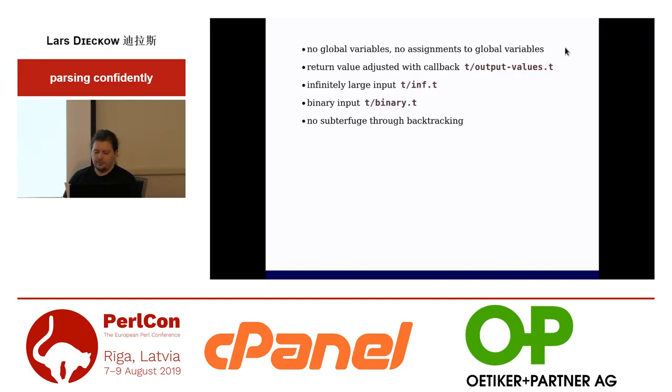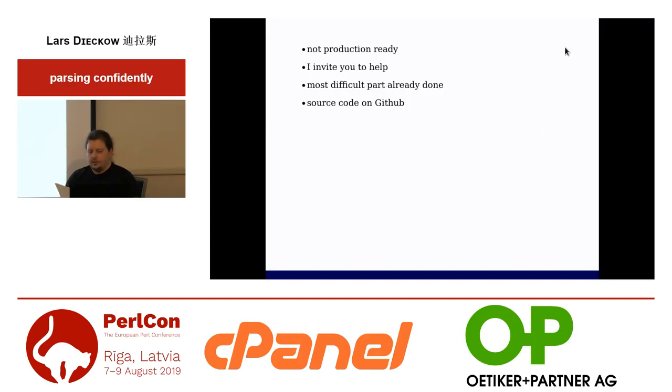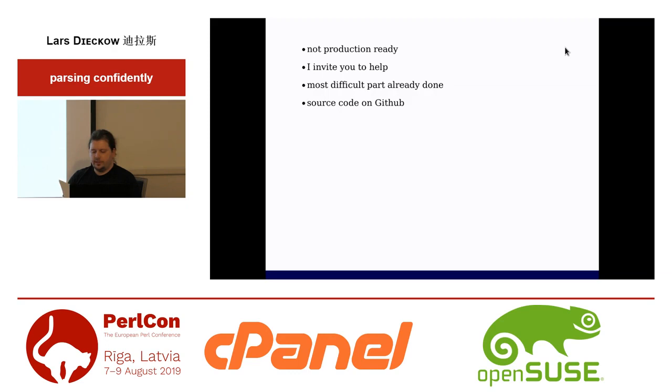Return values. Return values can be adjusted with a simple callback. This happens at parsing time, not after the tree is constructed. It processes infinitely large inputs. It processes binary inputs, and there's no subterfuge through backtracking. The software is not production ready, so I invite you to help with it, and there are still lots of things to do. But the most difficult part is already done. The source code is on GitHub.